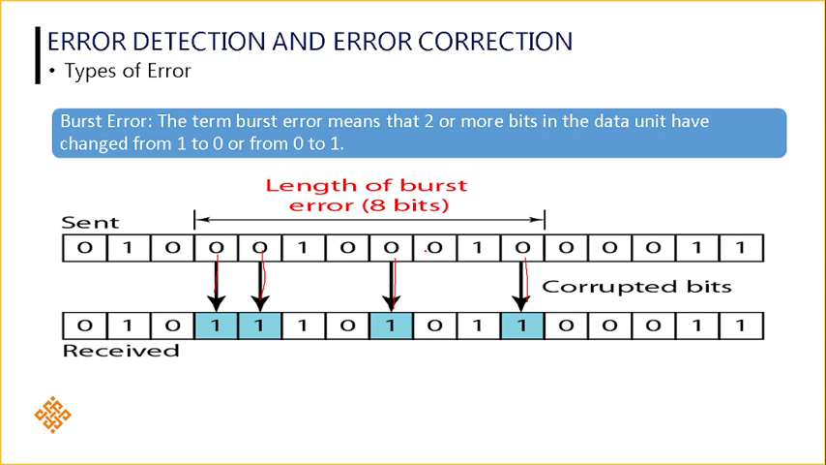But strictly speaking, the length of the error is not only 4 bits, it is the complete run of bits from where the starting bit has changed to the ending bit. That means totally 8 bits get corrupted. It means the retransmission will be done for 8 bits, not only for 4 bits. Such type of errors we call burst errors. Okay.